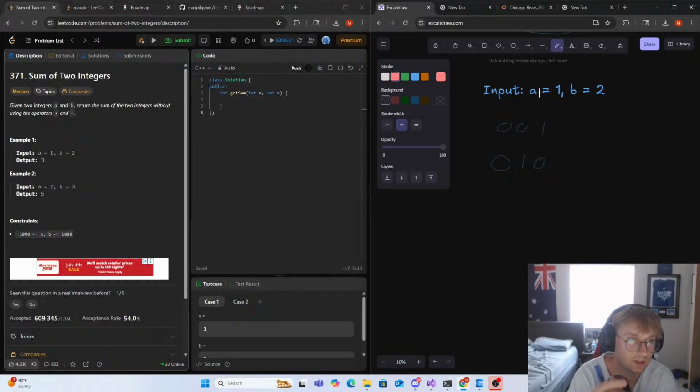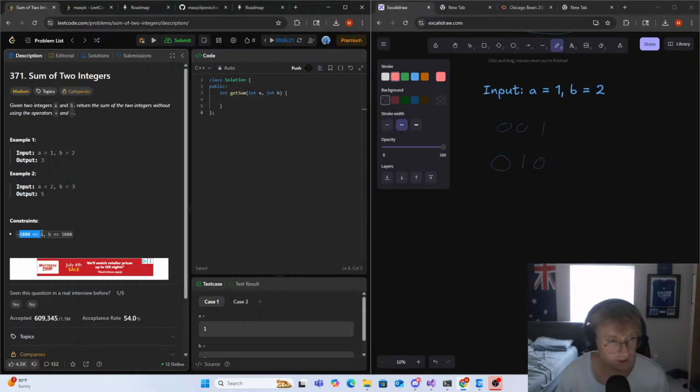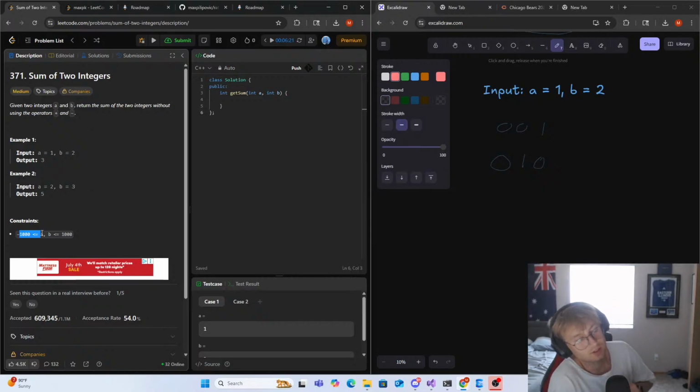So let's think about this. Let me grab my notes from the past bit manipulation problems we've done. This is why taking notes is very good. I feel like it helps with your memory too. Adding bits. Sum of two integers: given two integers A and B, return the sum without using plus and minus. So we have to deal with negative numbers too. That's going to be tough.